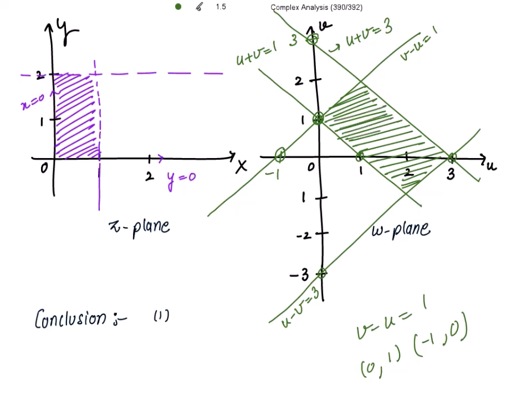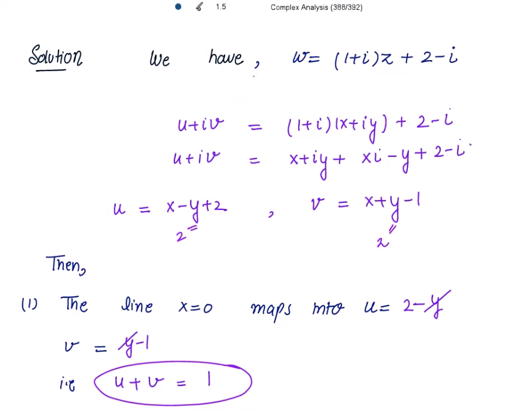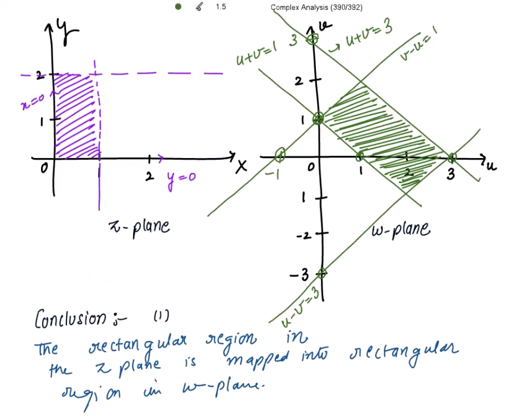So what we have concluded? We have concluded that the rectangular region in the Z plane is mapped into the rectangular region in the W plane. Very fine. Okay. Let's check the magnification factor. Magnification factor can be found by taking the mod of the coefficient of Z. So the magnification factor will be mod of 1 plus iota, that is equal to square root 2. So the rectangle in Z plane is magnified by the factor square root 2.